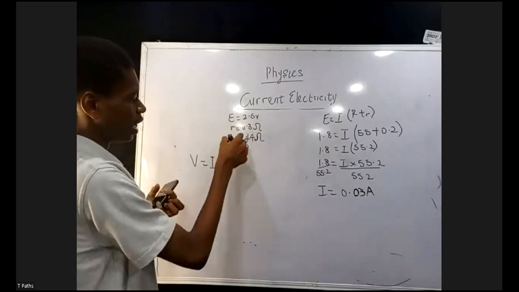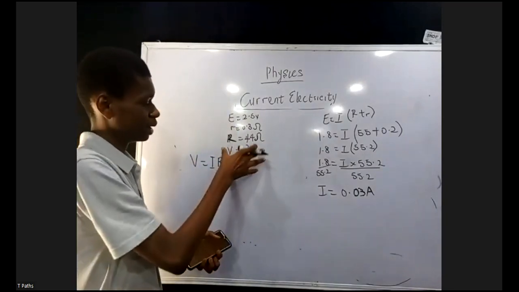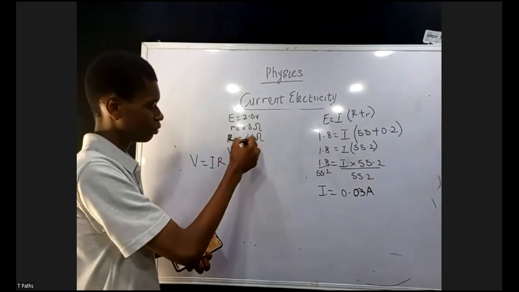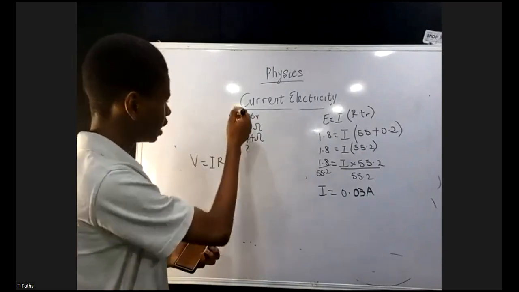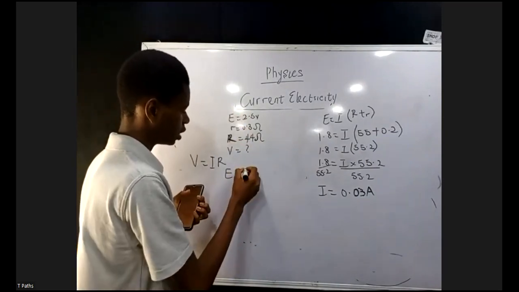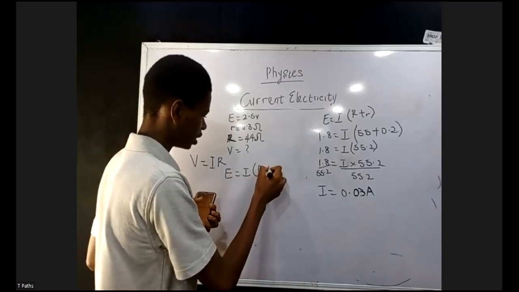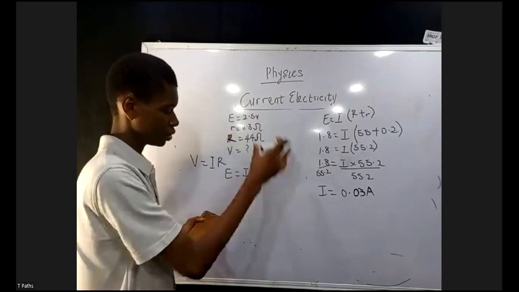So I have the value of my R, but I don't have the value of my I, which is the electric current. So the first thing I have to do is find my electric current. When I get the value of my electric current, then I can input it here to get the value of my voltage. To get my electric current, I have E, the electromotive force, equals I open bracket R plus r, and then you just substitute these values into this formula.